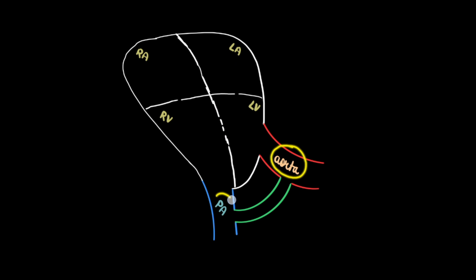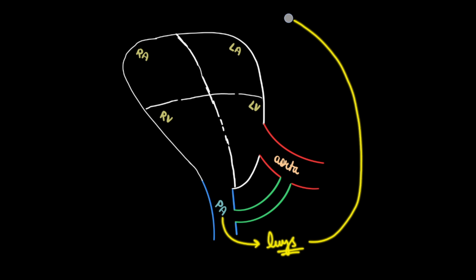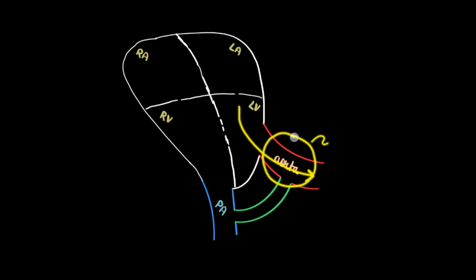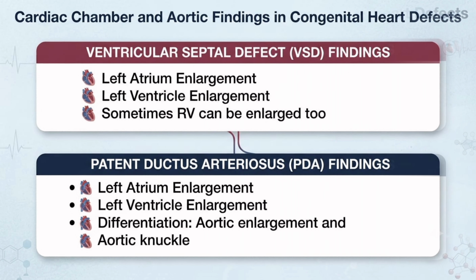In PDA, from the aorta to the pulmonary artery, there is overload of blood in the lungs which is then again moved to the left atrium and left ventricle. So clinically again we have an enlarged left atrium and left ventricle. But since this blood is also entering the aorta again, we also see the aortic enlargement and aortic knuckle. This is what differentiates PDA from VSD. Also a point to note: sometimes VSD can be large enough to cause blood overload in the right ventricle, causing right ventricular enlargement.